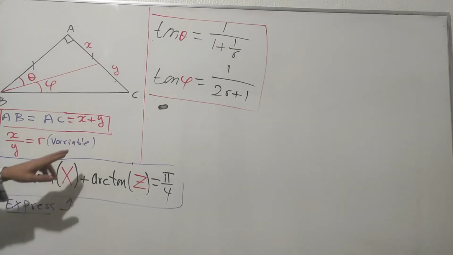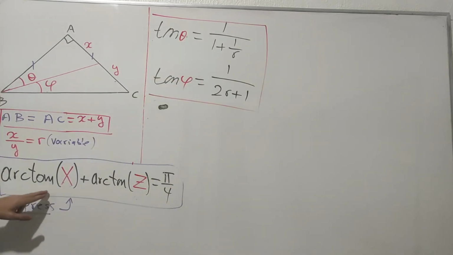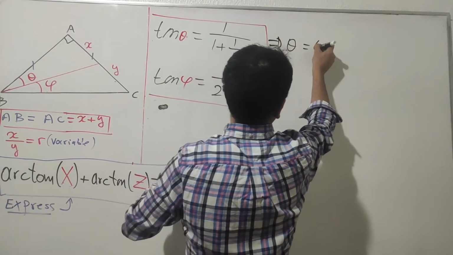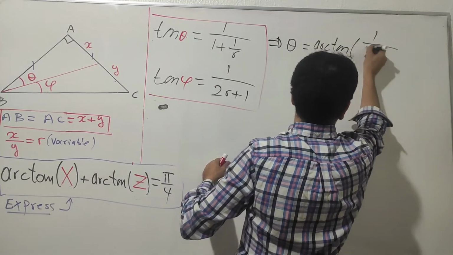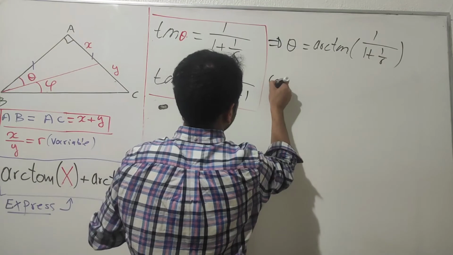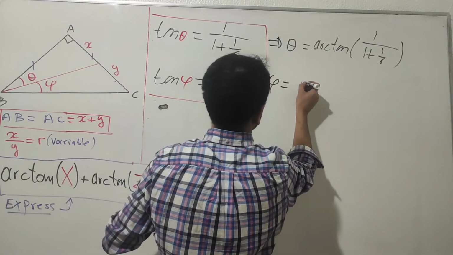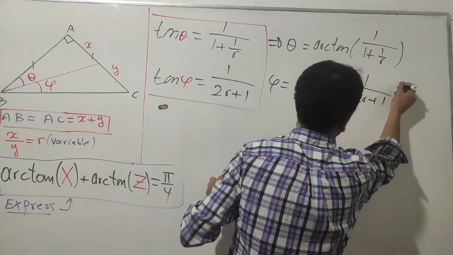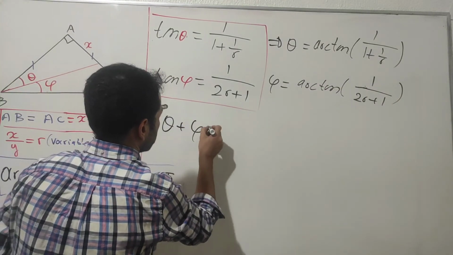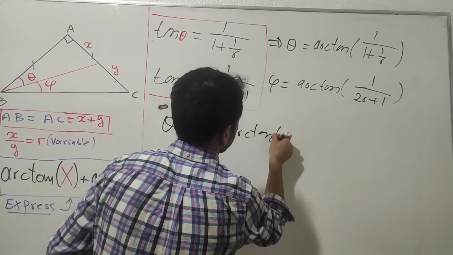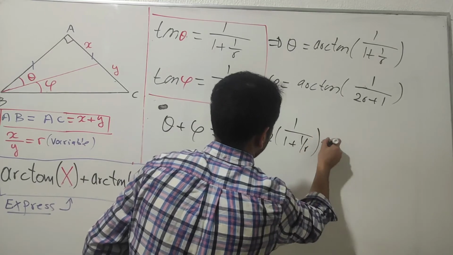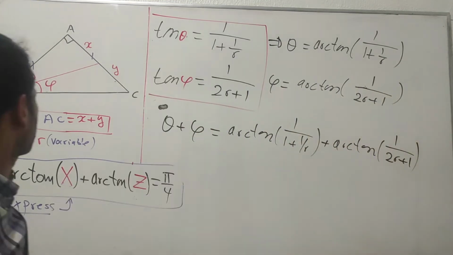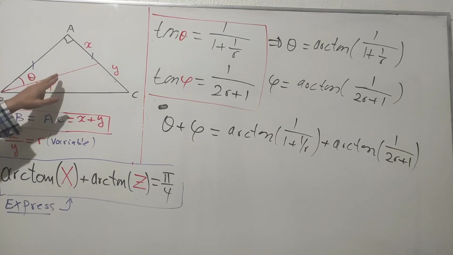So now I'm going to link this tangent theta to the inverse function, arctangent. Okay? So this one exactly is going to give us theta, which equals arctangent of 1 over 1 plus 1 over r. The other one, phi, is going to take arctangent of 1 over 2r plus 1. I'm going to sum them together. I get theta plus phi, which equals arctangent 1 over 1 plus 1 over r plus arctangent of 1 over 2r plus 1. We know the sum of these angles equals pi over 4.